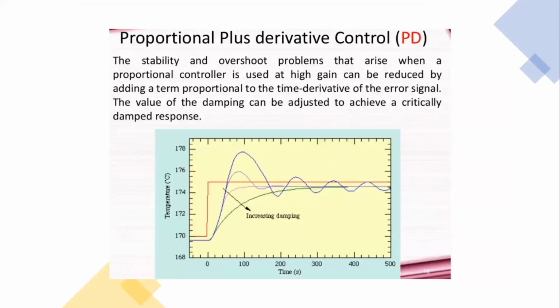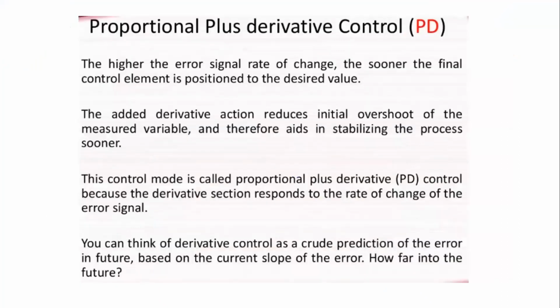Proportional plus derivative control. The stability and overshoot problems that arise when a proportional controller is used at high gain can be reduced by adding a term proportional to the time derivative of the error signal. The value of the damping can be adjusted to achieve a critically damped response. The higher the error signal rate of change, the sooner the final control element is positioned to the desired value. The added derivative action reduces initial overshoot of the measured variable and therefore aids in stabilizing the process sooner.